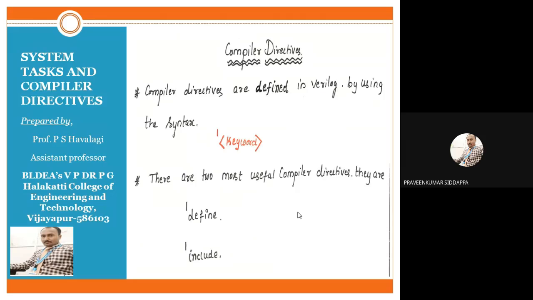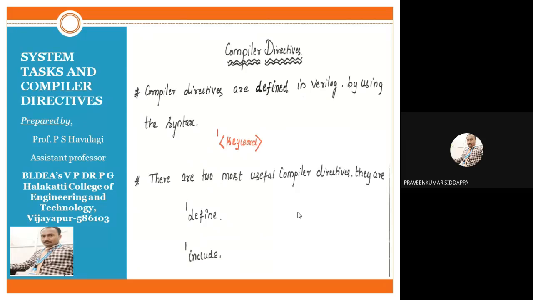In C language we have studied the same preprocessor directives, hash include and hash define. The function is the same, but the syntax is a little bit changed. Here a compiler directive begins with a tick mark, but in C language the preprocessor directives begin with the hash symbol. What is the function of tick mark define and tick mark include? We will discuss.